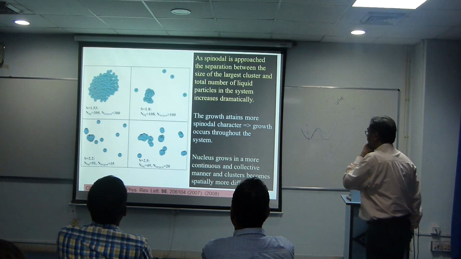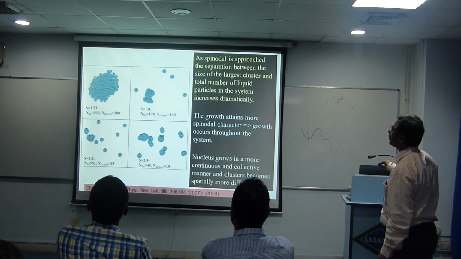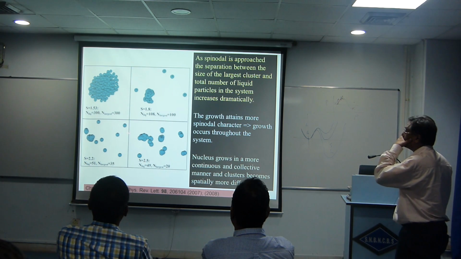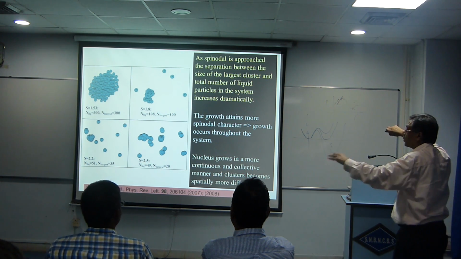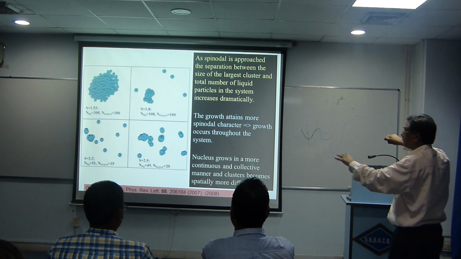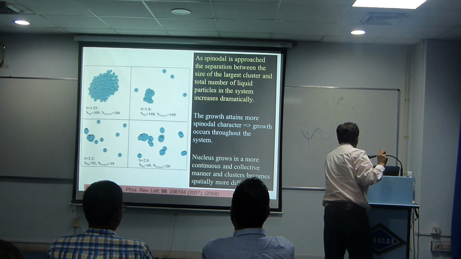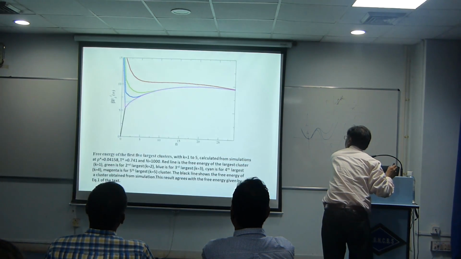And this is the picture I wanted to tell you. At low supersaturation, low metastability, you have this kind of picture. But when you go to large supersaturation, near the spinodal, nuclei grow in a continuous and collective manner. This is what happens when you get polycrystalline. Many things start growing all over the system. So there are collective fluctuations.